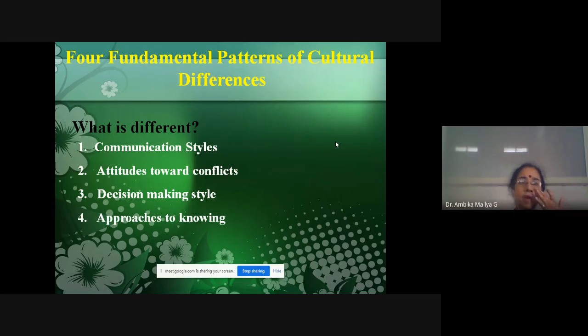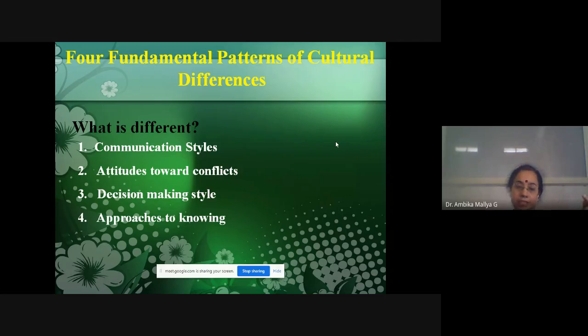Now, these are the four fundamental patterns of cultural differences. The communication styles are different. The attitudes towards conflicts are different. Conflict is an unsavory situation, or a situation where things have gone wrong. It can even be as simple as misunderstanding a given situation. Next, decision making styles are different, and approaches to knowing or understanding are different.